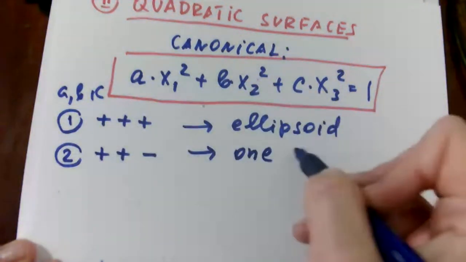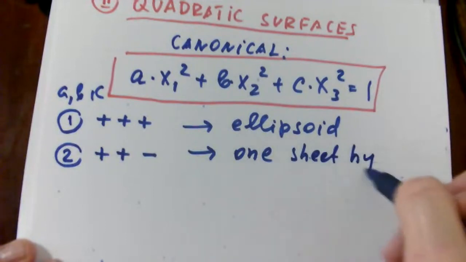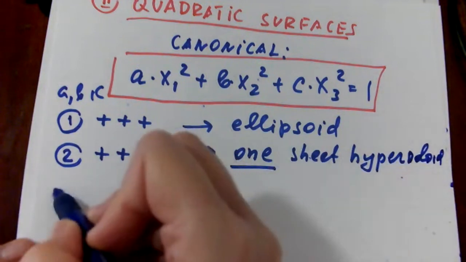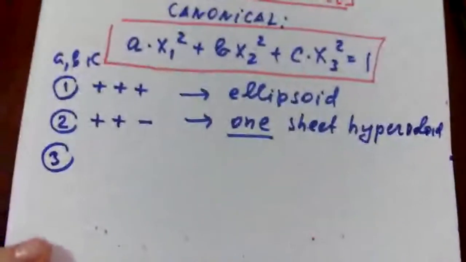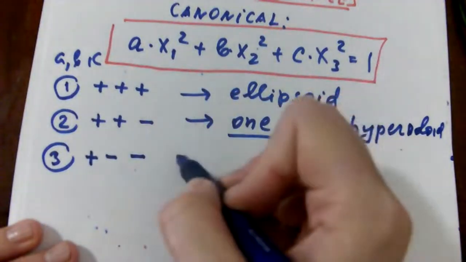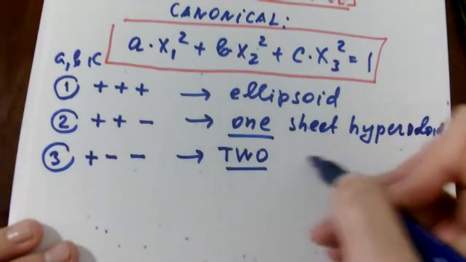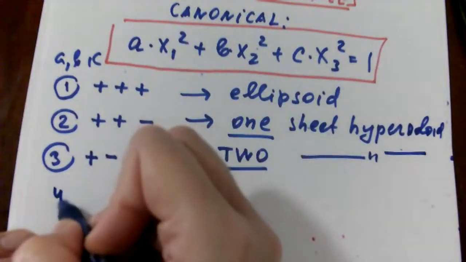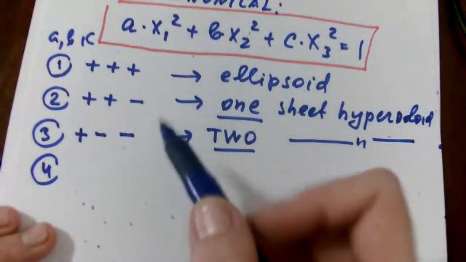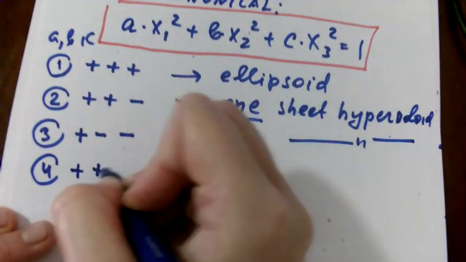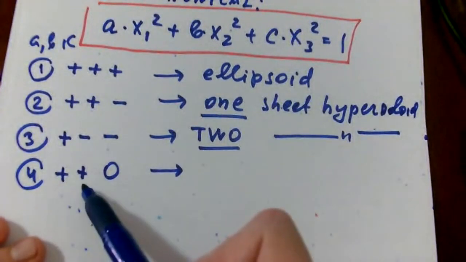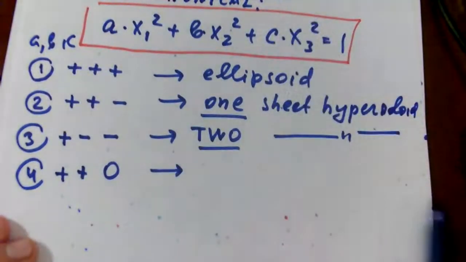The second case is if there is one negative among them. This will be a one-sheet hyperboloid. A very beautiful surface, but as I said before, I'm not going to plot them, only list them. The next case, plus, minus, minus. In this case, you are dealing with a two-sheet hyperboloid. It looks pretty different from the previous one, even though they are both hyperboloids. Okay, the fourth case, plus, plus, 0. One of the coefficients could even be 0. This case is pretty confusing for some people, because 0 means that you are missing one term.